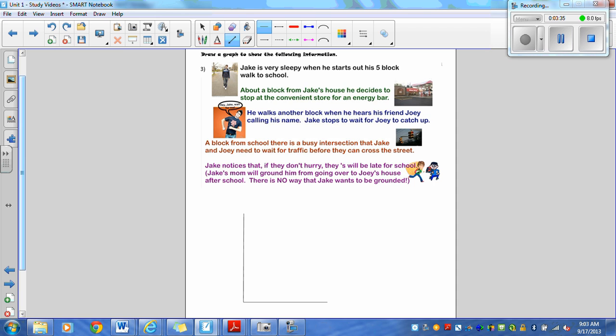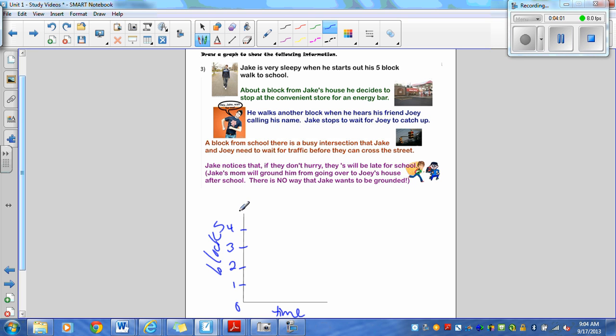Alright, so first you need to decide what your variables are and where they go. This is happening over time, so you usually have time as your x-axis variable, or your independent variable. And over here you have blocks. And you have 0, 1, 2, 3, 4, and 5 blocks. Okay, go ahead and do your graph.